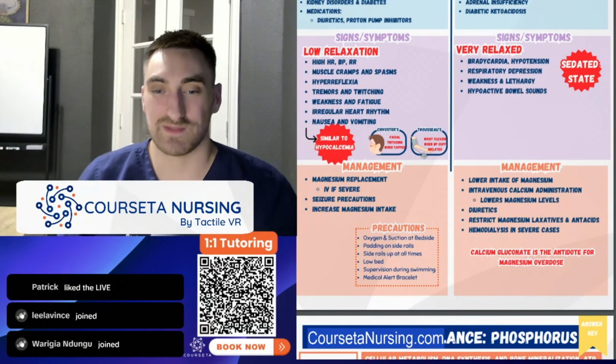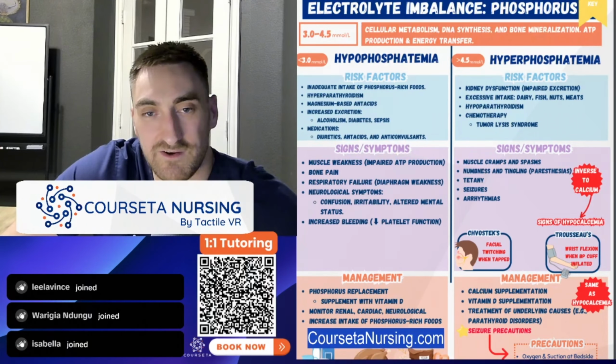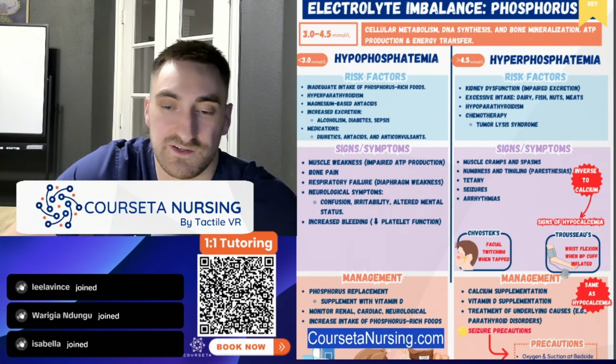All right, last electrolyte here. This one's the least commonly questioned one on the fluid and electrolytes exams and the NCLEX, but it is there, and it's usually reflected on a renal failure patient. But phosphorus, so a normal phosphorus level is 3 to 4.5. So hypophosphatemia versus hyperphosphatemia. If you guys remember, this is inversely related to calcium.